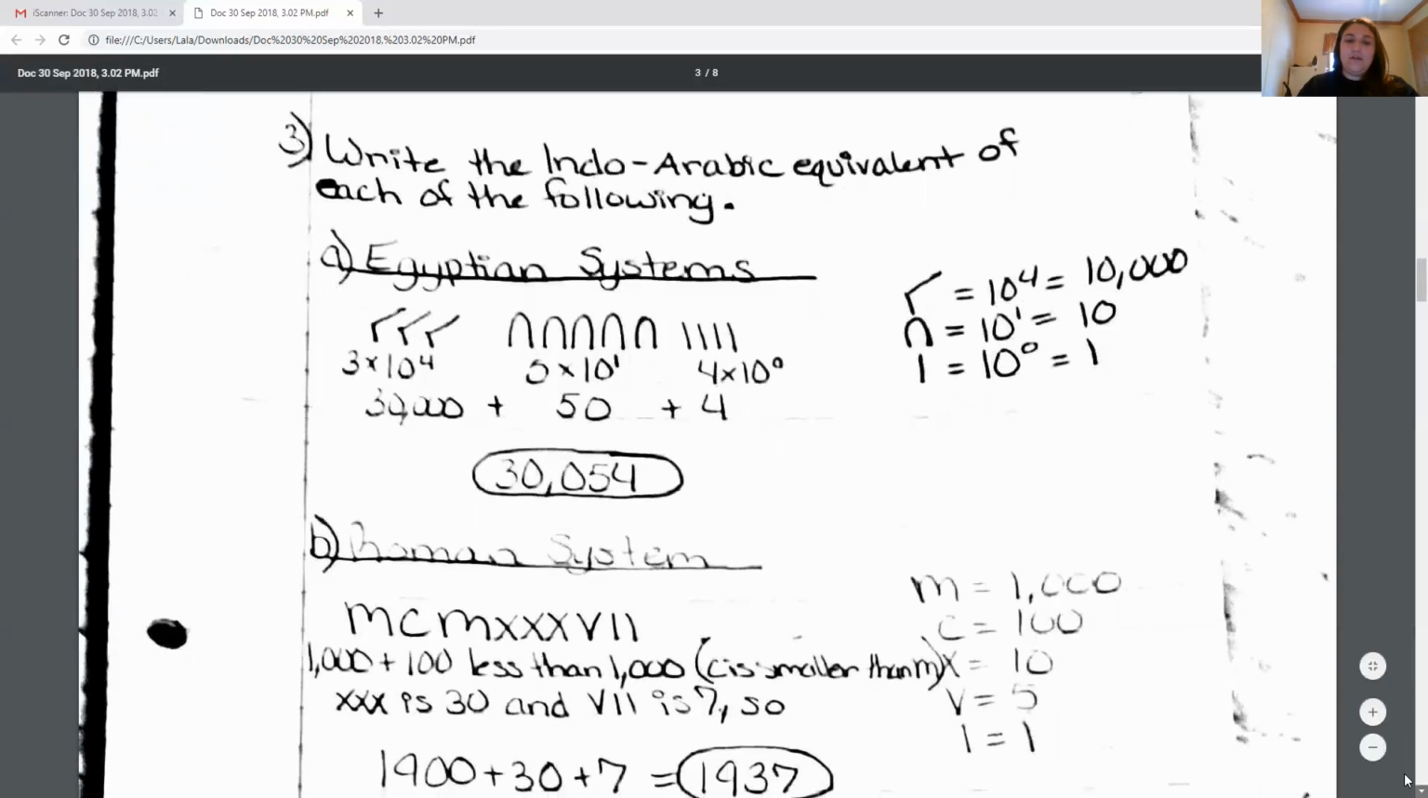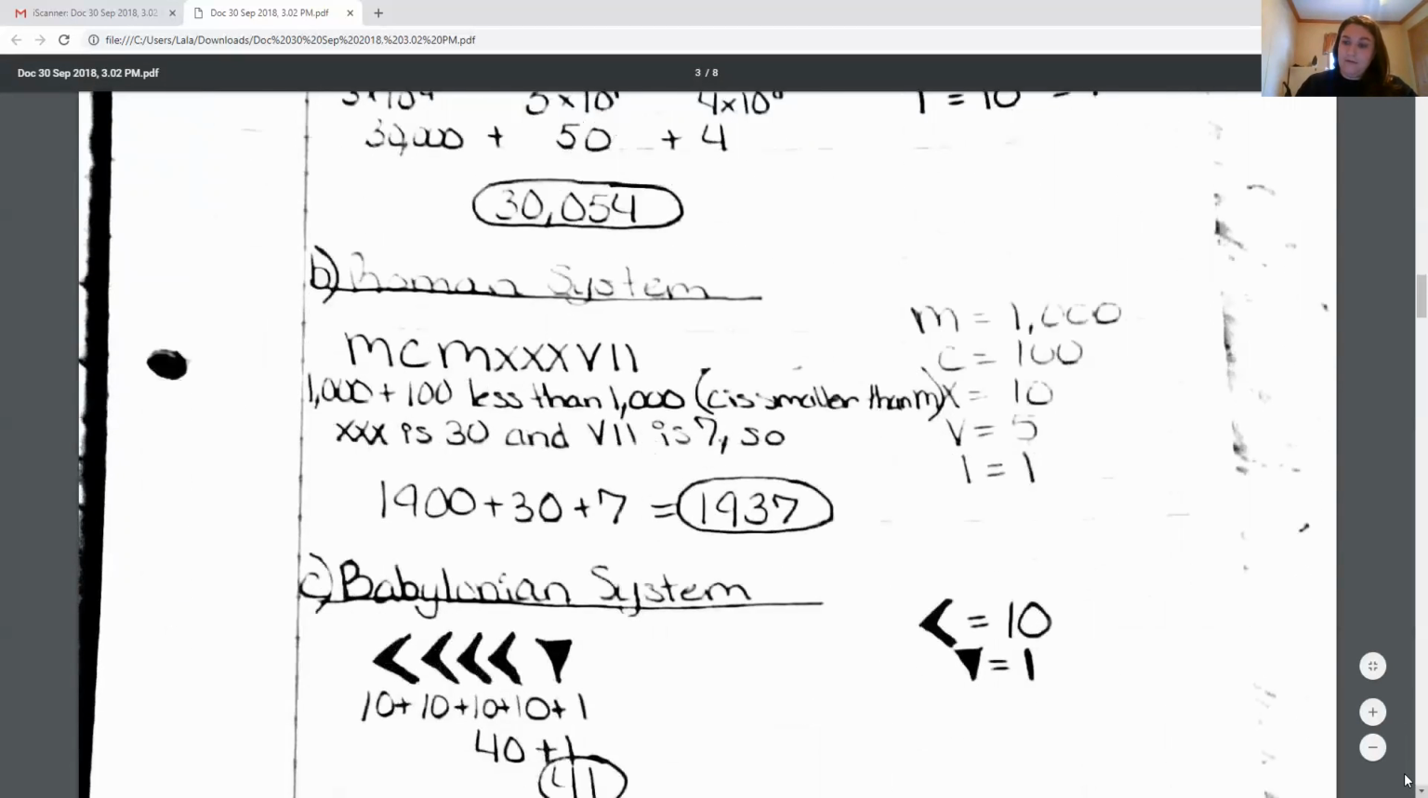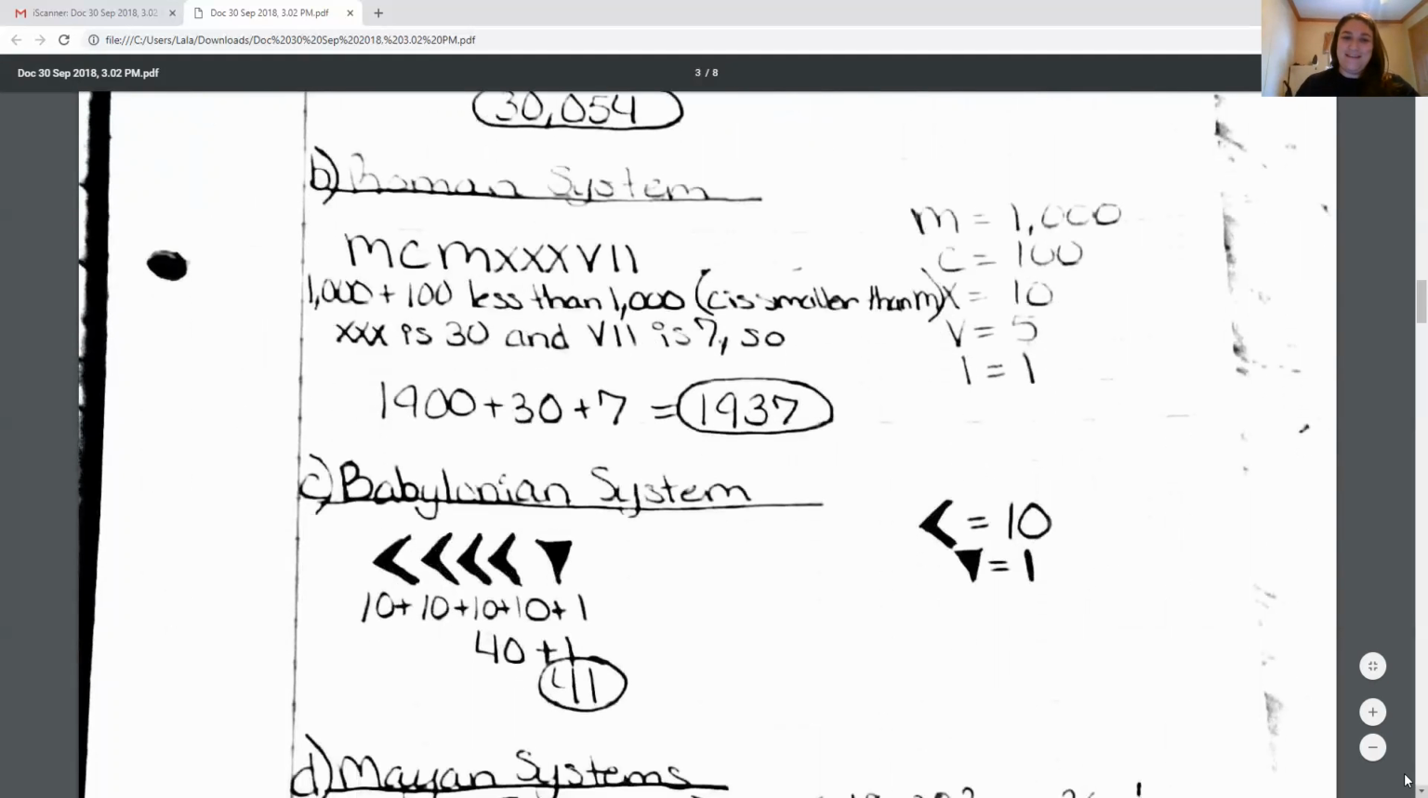These are kind of fun. I mean, they look a little scary at first, but once you get the hang of it, and as long as you have the key, you can solve almost anything.